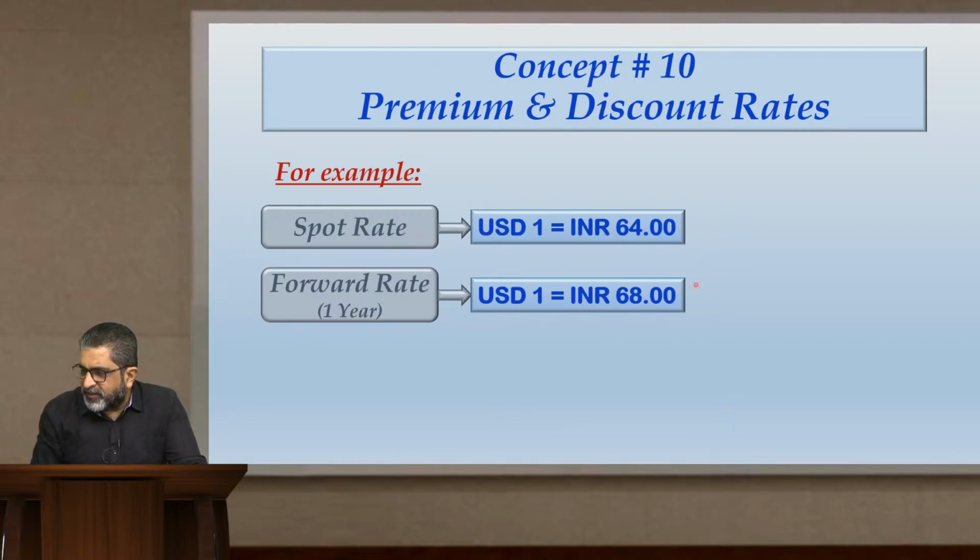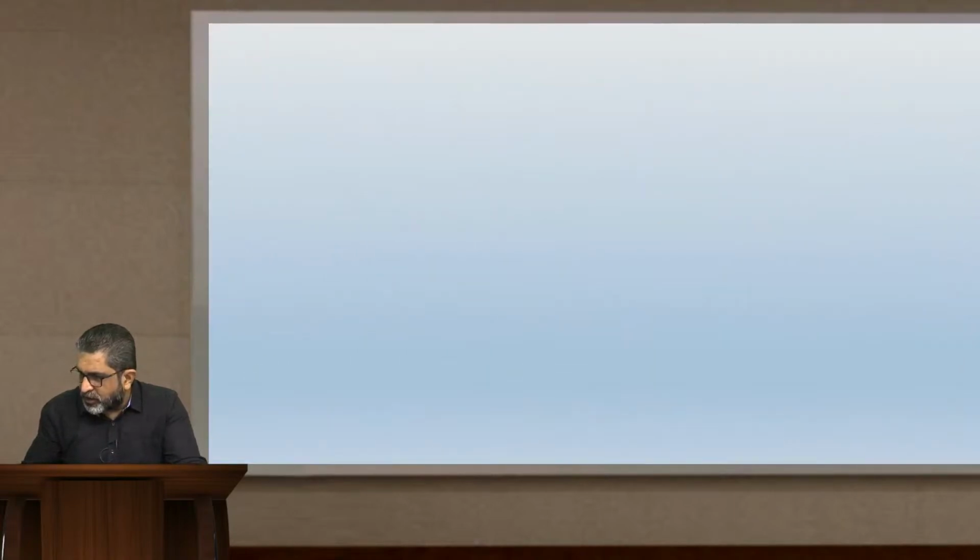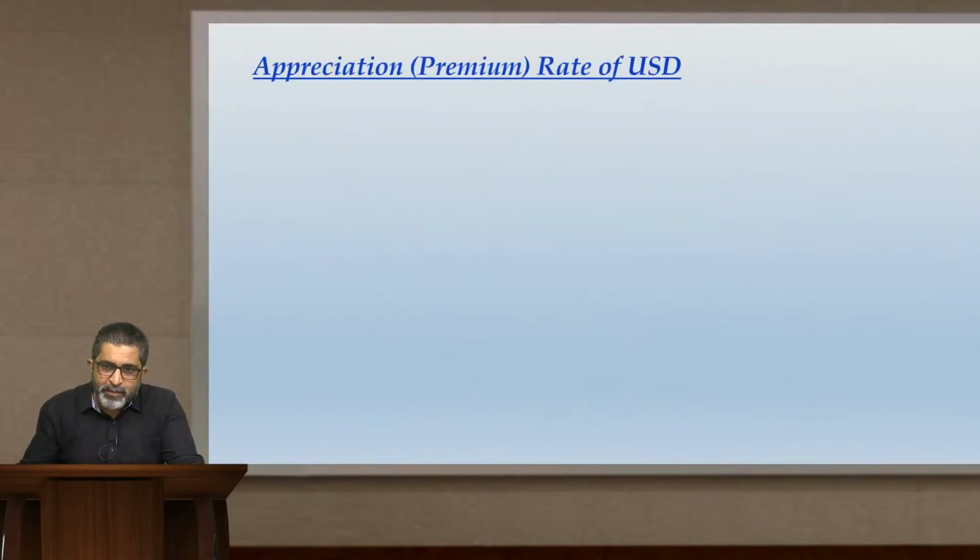Simply observe this calculation. 64 is becoming 68. So the price of USD is rising by 4 and the base price is 64, correct? So what you will do, 68 and 64 difference, you divide it by the base price. So 4 divided by 64 into 100 will give you the premium rate of 6.25%. So how to present that part of the calculation? Appreciation rate or premium rate of USD will be (68 minus 64) divided by 64 into 100.